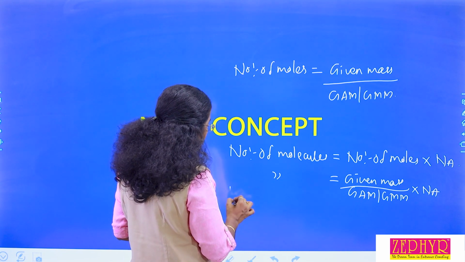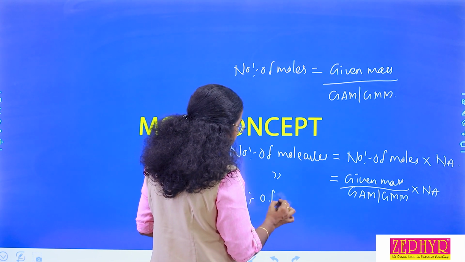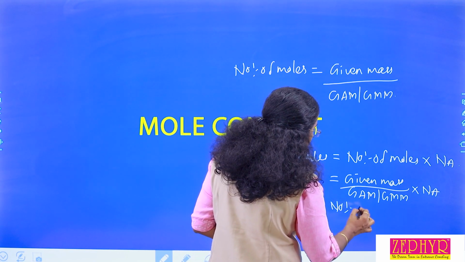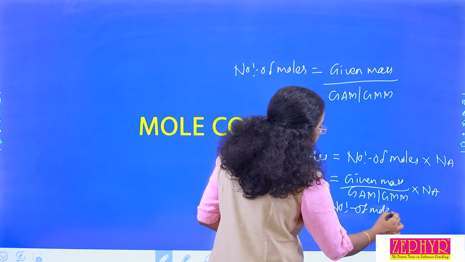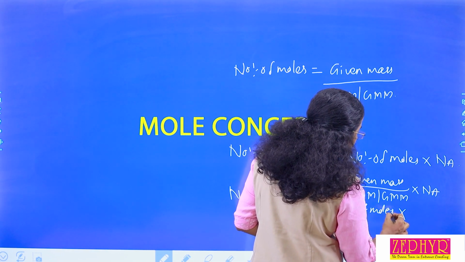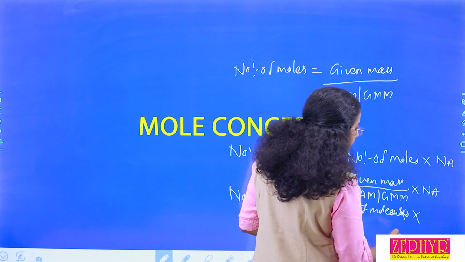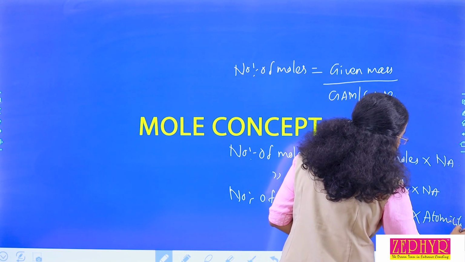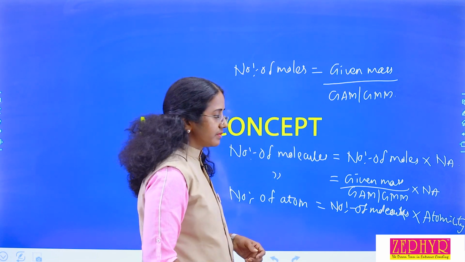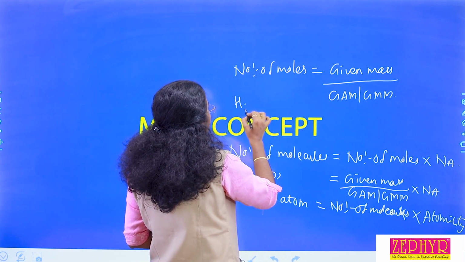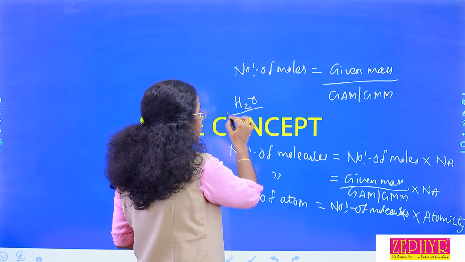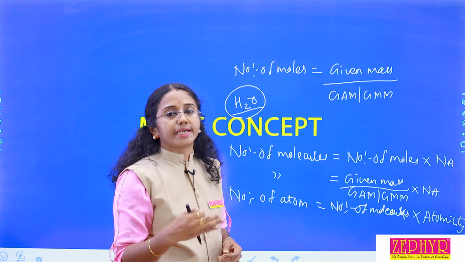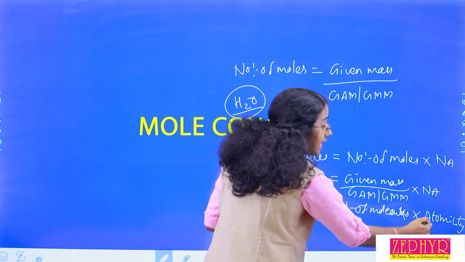What about in case of number of atoms? Number of atoms equals number of molecules multiplied with atomicity, or how many atoms are present in a particular compound. Atomicity, for example, H2O. What is the number of atoms in water? 2 hydrogen and 1 oxygen, total 3 atoms. So we can multiply with 3 here.